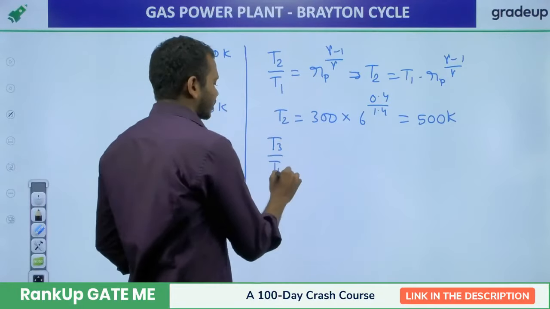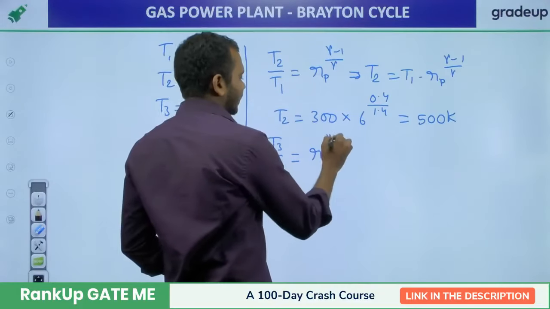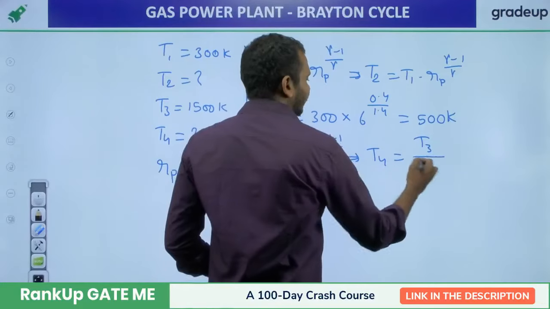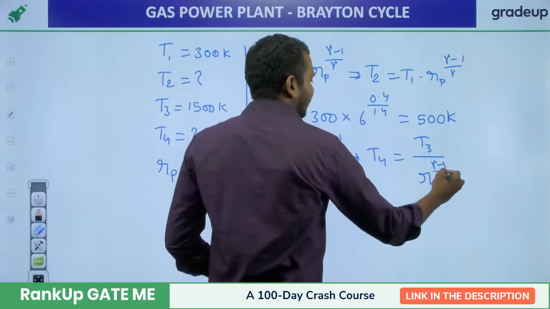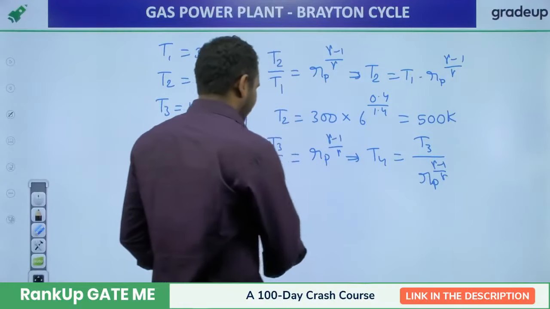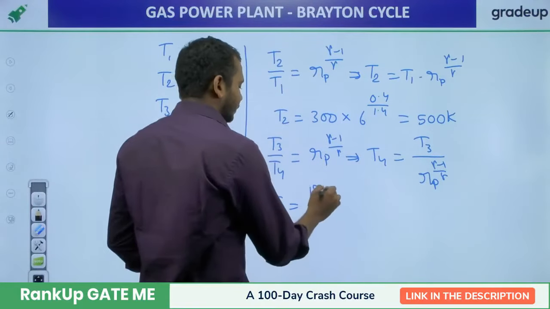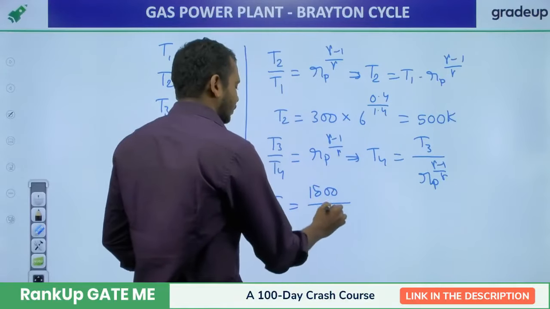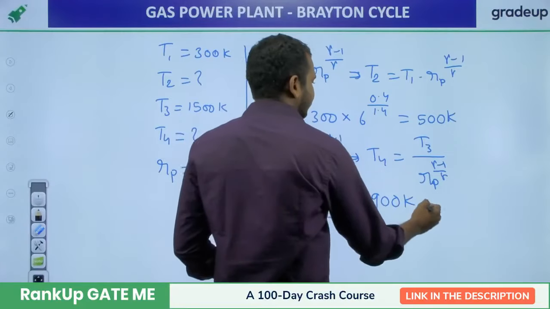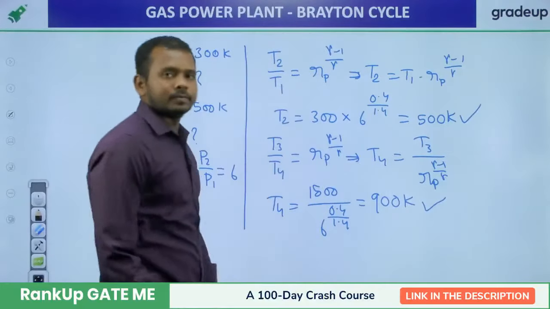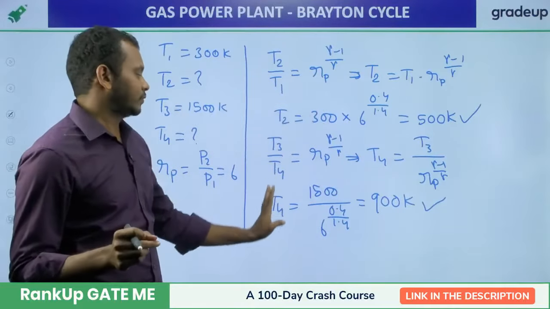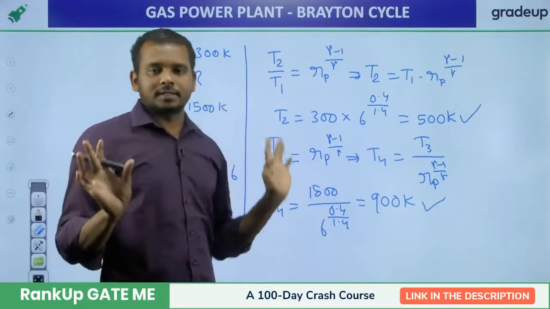T3 by T4 is equal to RP power of (gamma minus 1) by gamma, where T4 is equal to T3 by RP power of (gamma minus 1) by gamma. What is T3? So T4 is equal to 1500 by 6 power of 0.4 by 1.4, where you get 900 Kelvin. That's it. These two are the answers. Very simple. We always use these two equations: T2 is equal to this, T4 is equal to this. Always in the Brayton cycle it happens.